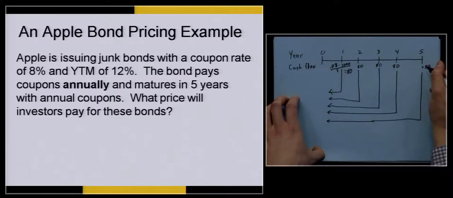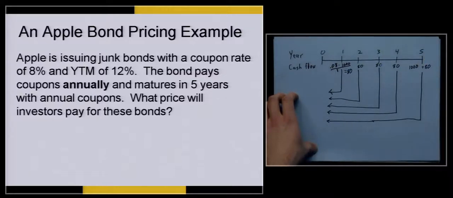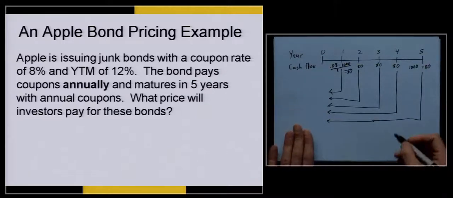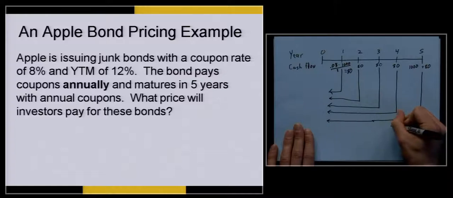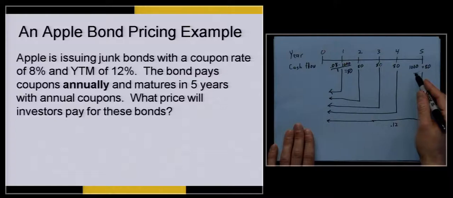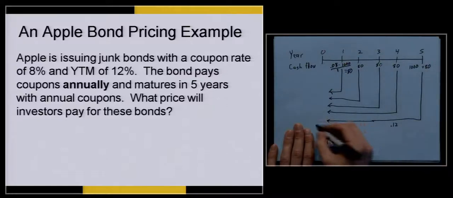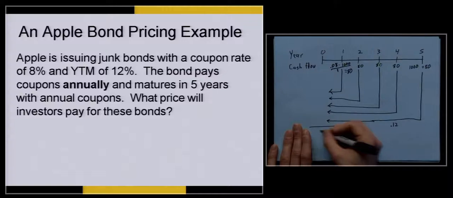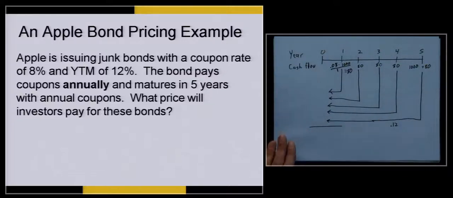Now, in year 5, we also receive the face value of the bond, or as it's sometimes referred to, the par value of the bond, or the future value of the bond. So that's it. Those are the cash flows we receive by holding this bond. And we're discounting them all at a rate of 12%, or 0.12. So we're going to use the time value of money to discount each of these cash flows, $80 in years 1 through 4, and then $1,080 in year 5, back to the present, and we're going to sum them up, and that total will give us the present value of this bond.